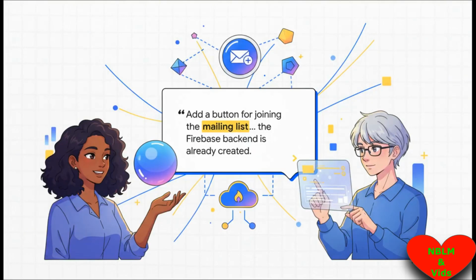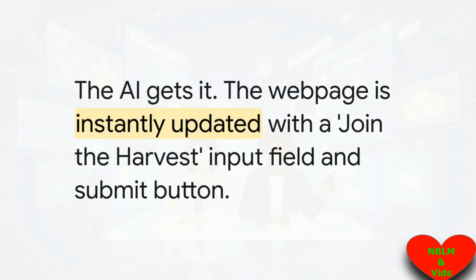And this is where it gets really cool. The developer doesn't have to write any of the tricky integration code themselves. Nope, they just describe what they want, add a button for joining the mailing list, and then they just paste in those configuration keys they got from Firebase. That's all they have to do. And again, just like before, the AI gets it.